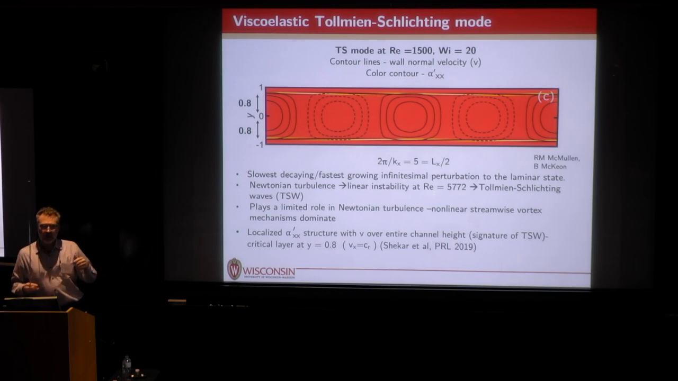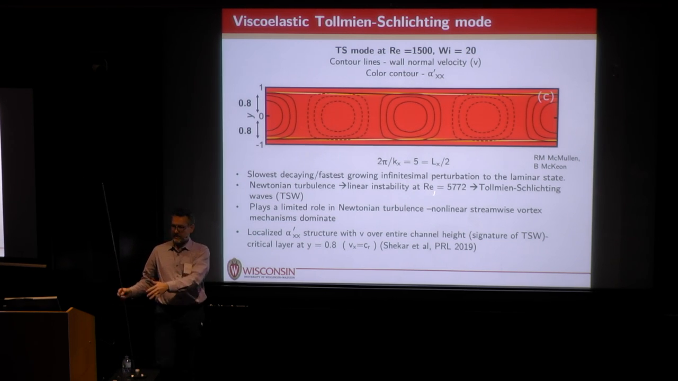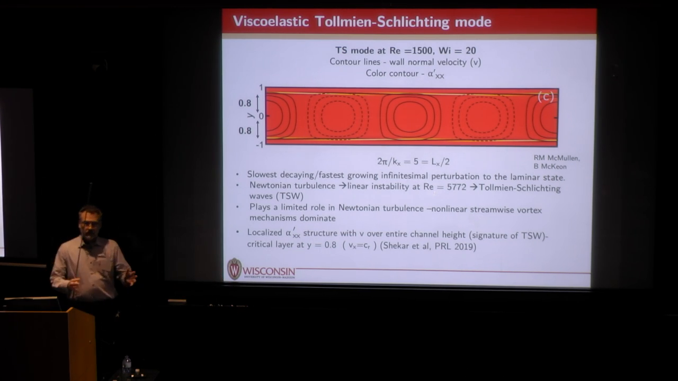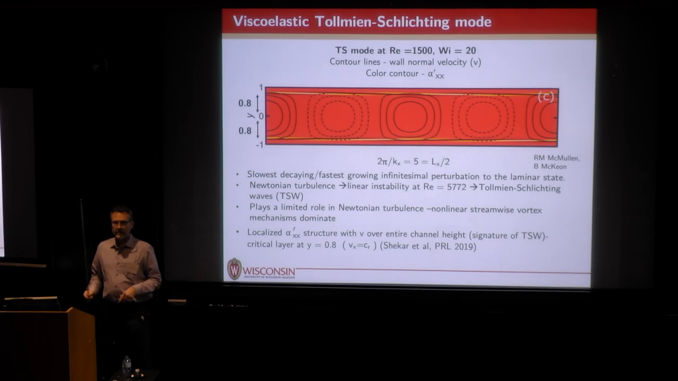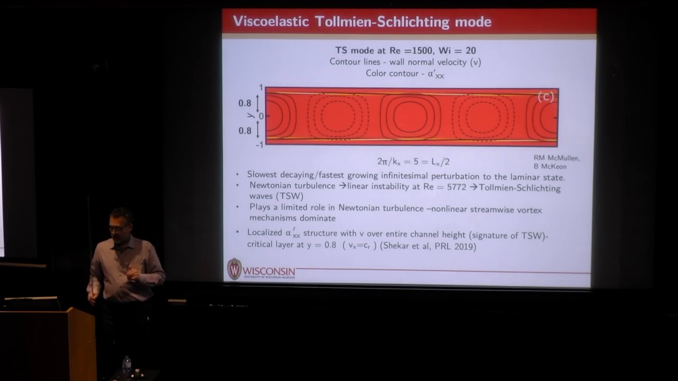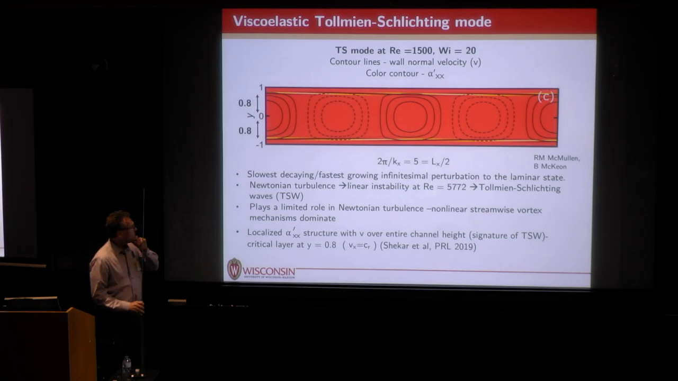All right. Now, Tollmien-Schlichting waves in Newtonian turbulence, they don't play a big role. They don't show up. They don't bifurcate until Reynolds number of 5772. Channel flow is turbulent by Reynolds number of 1,000. TS waves are two-dimensional. Newtonian turbulence is three-dimensional, dominated by streamwise vortices. All right. But this is looking very much like what we're seeing in this elasto-inertial regime. Okay. So we've looked at some of the linear problems here.